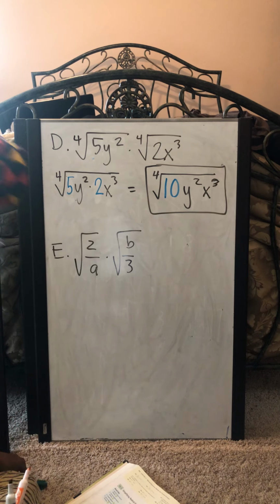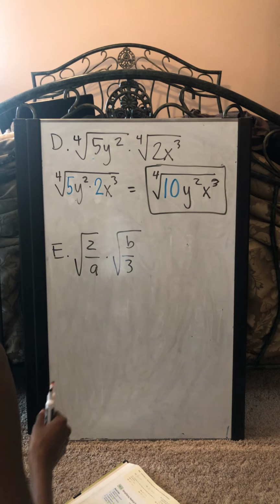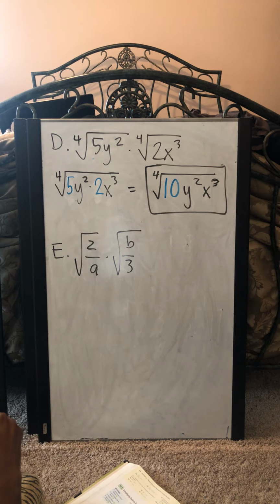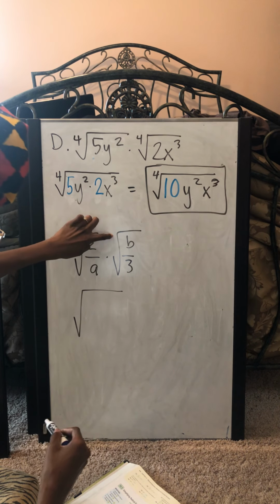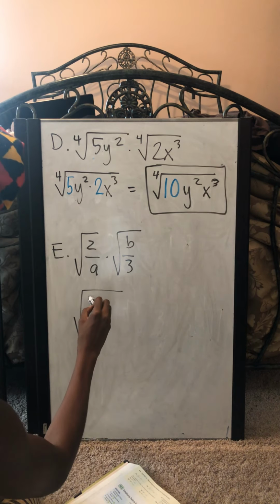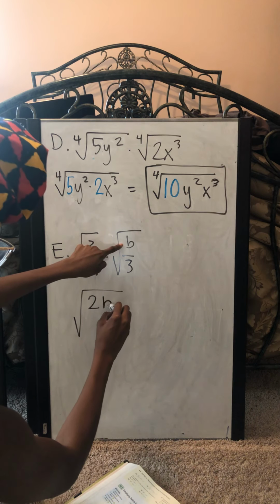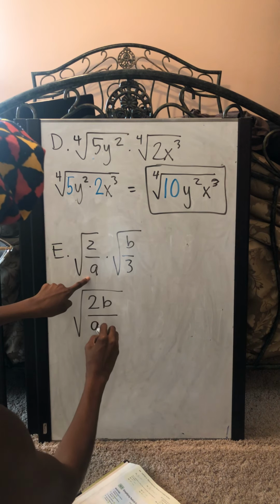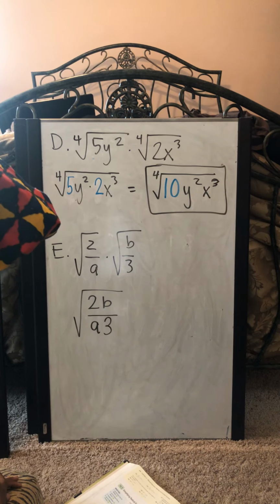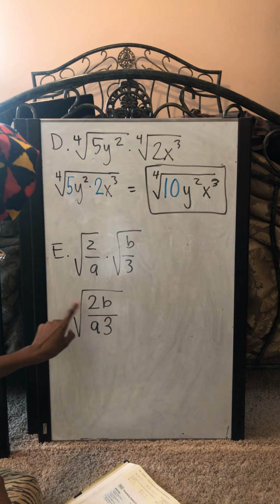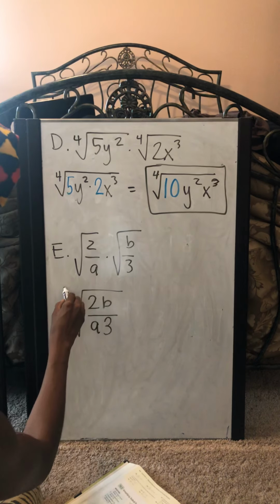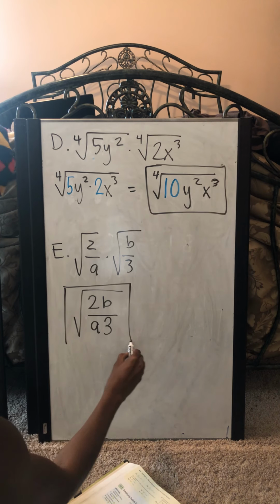Okay, and lastly for E, we have fractions. Again, you can put them all under the same radical since they're both square roots. So we have 2 and B on top, and then we have our A and our 3 on the bottom, okay? And that would actually be the final answer because we can't pull out the 2, we can't pull out the 3 or the A or the B because nothing has groups of 2.